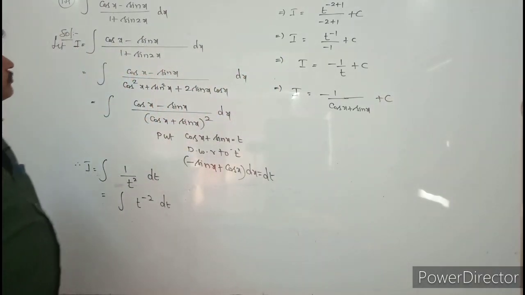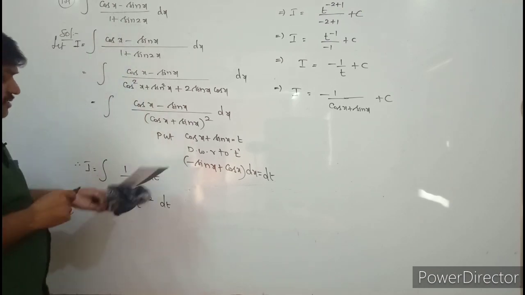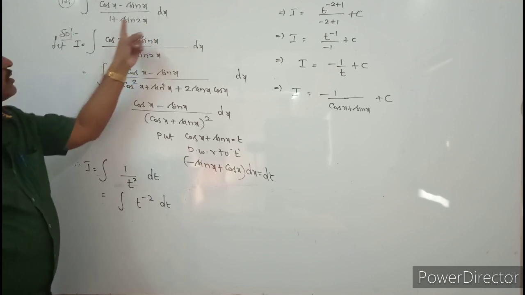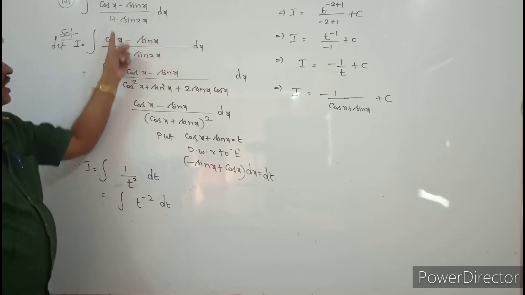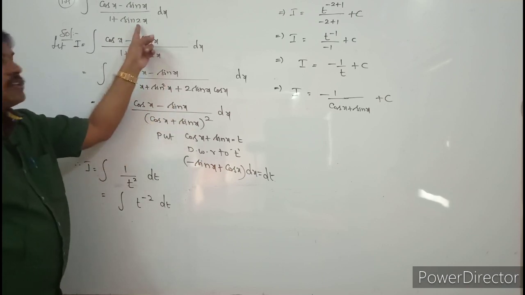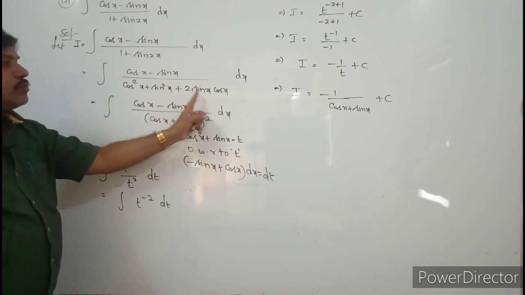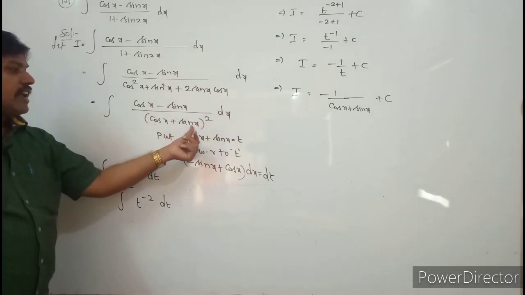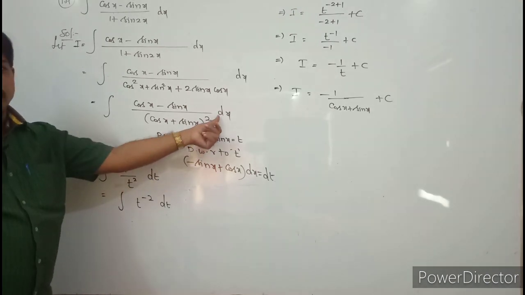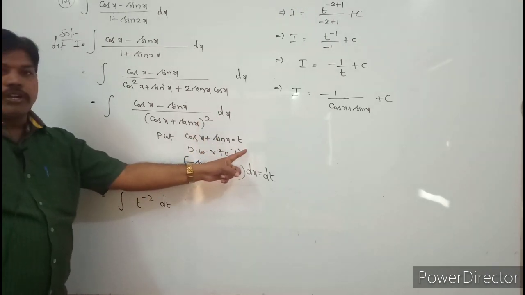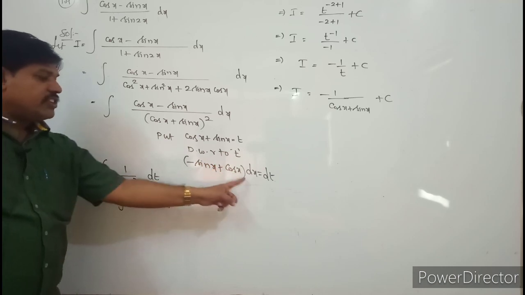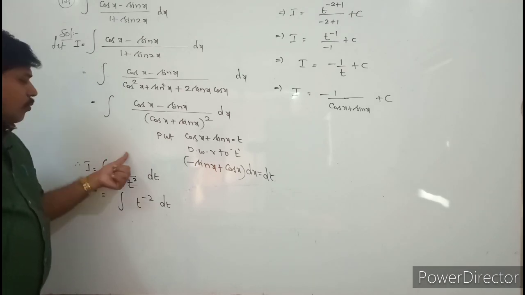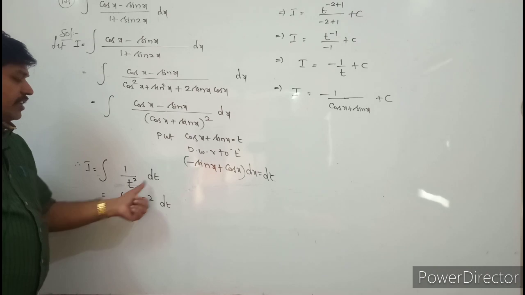So see students, integral of cos x minus sin x by 1 plus sin 2x into dx. 1 can be written as cos square x plus sin square x. Sin 2x you can write as 2 sin x into cos x. So this total function will become cos x plus sin x whole square. So cos x plus sin x is equal to t. Automatically cos x minus sin x into dx value will become dt. So the I value will become integral of 1 by t square into dt.